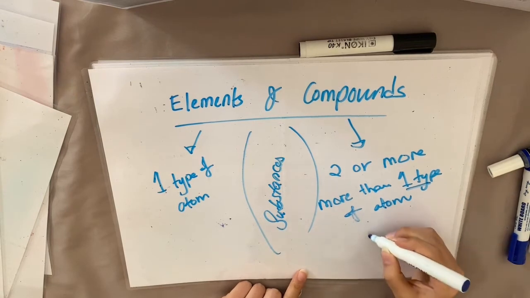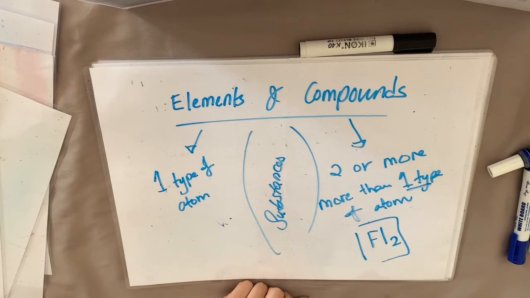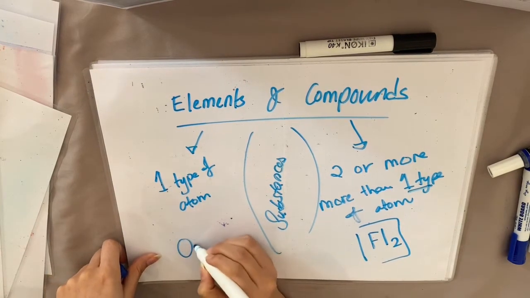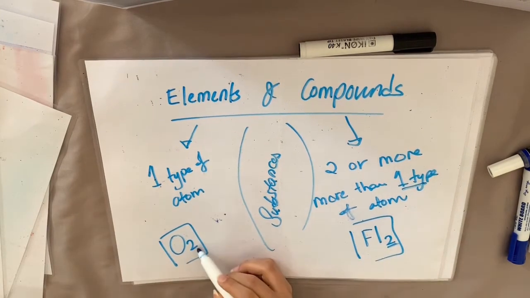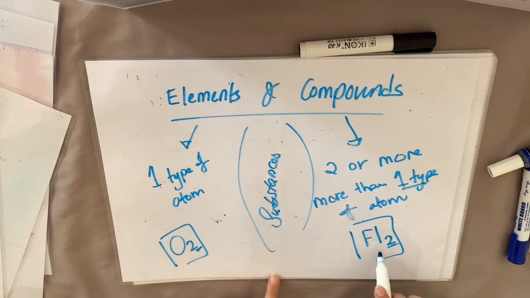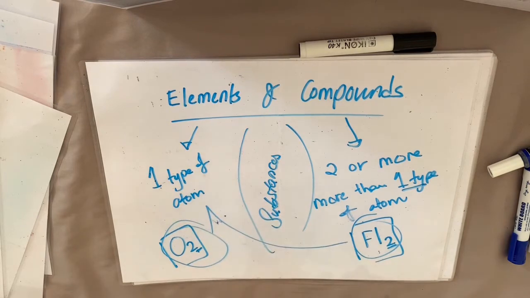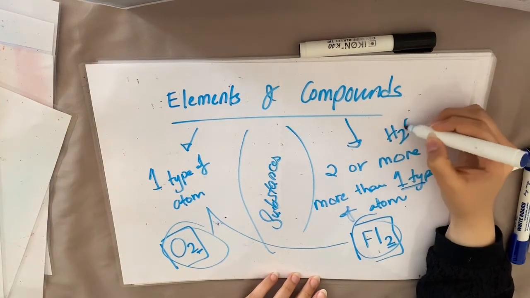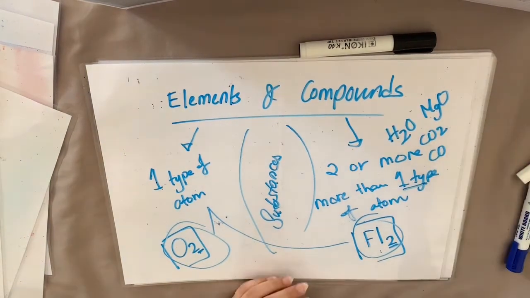So, do you think fluorine, F2, is a compound or a mixture? Or oxygen, a compound or a mixture? It's more than one, correct, it's 2, but of the same type of atom. So fluorine and oxygen are elements. Compounds like H2O, MgO, CO2, CO, all these, because they're different types of atoms, more than one type of atom.